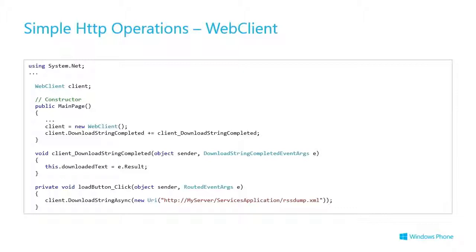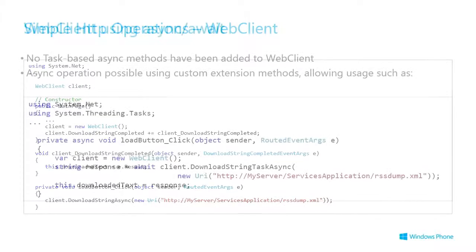Then you hook up an event handler for the DownloadStringCompleted. There are different flavors of different API methods on this class. And then at some point in your logic, you'll call the DownloadStringAsync method, passing the URI where the string can be loaded from. And that string could be an XML file, could be some JSON, could be whatever. And when that download is completed, obviously the event handler will fire, and you can get at the text.